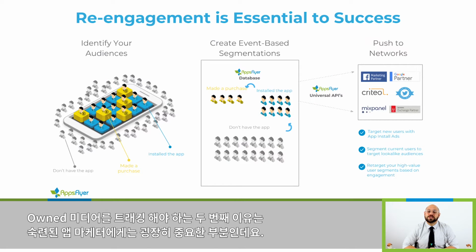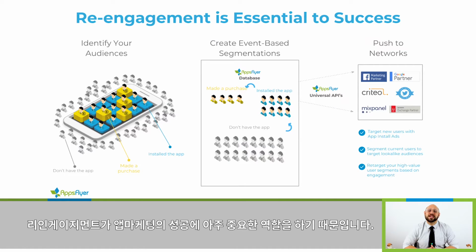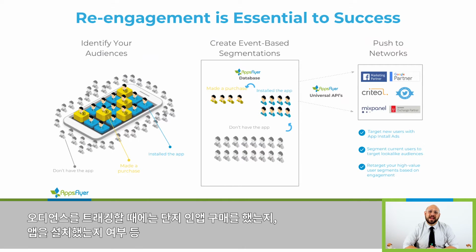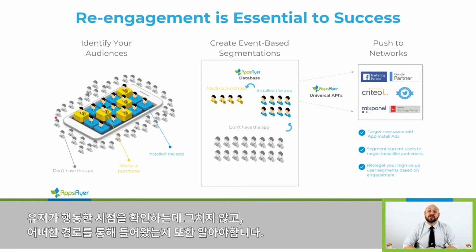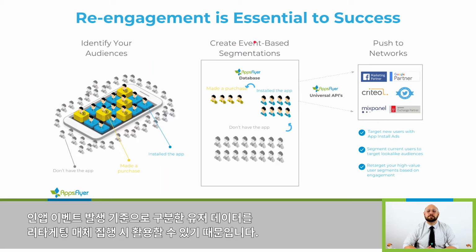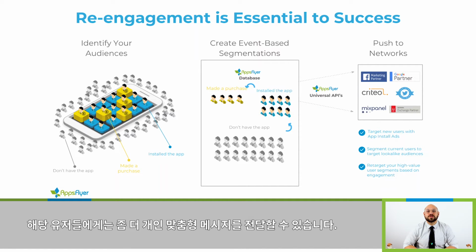The second reason, which is very important once you become a very sophisticated app marketer, is to understand how re-engagement is essential to your success. Now, when you're tracking your audiences, you need to not only be able to pinpoint their actions, for example, the people who made purchases, the people who installed your app, or even the people that don't have your app. You also need to understand where they came from, because creating event-based segmentations allows you to push that data across to other retargeting networks. When you can retarget those users, you can send them more personalized messages.